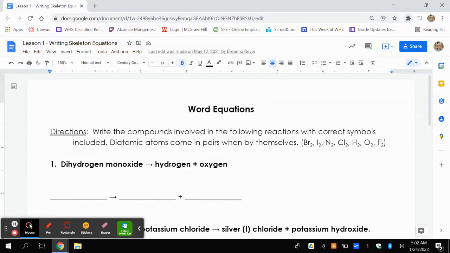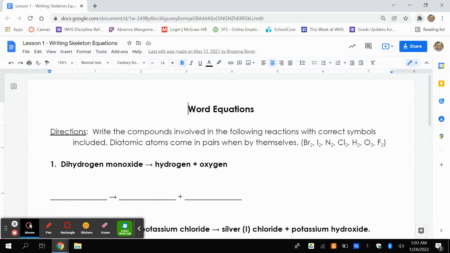Okay, what the focus is going to be on today is writing word equations. Sometimes we call these skeleton equations because we're going to learn how to balance next, but we need to start with just understanding how to write the equation as itself. If we read through the directions here, it says write the compounds involved in the following reactions with the correct symbols included. Diatomic atoms come in pairs when by themselves, and it has the diatomic atoms listed there.